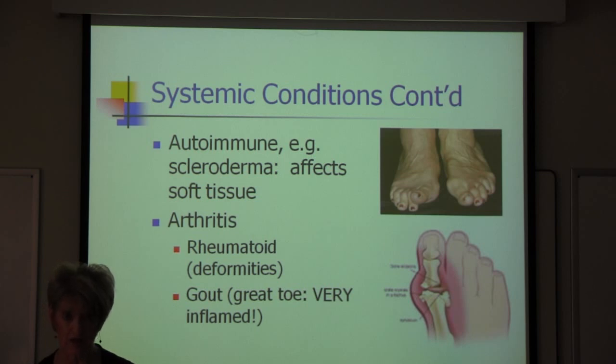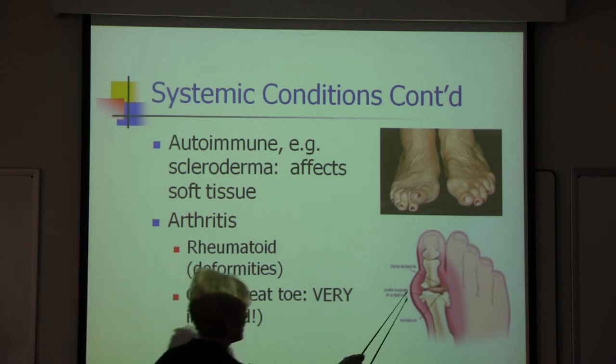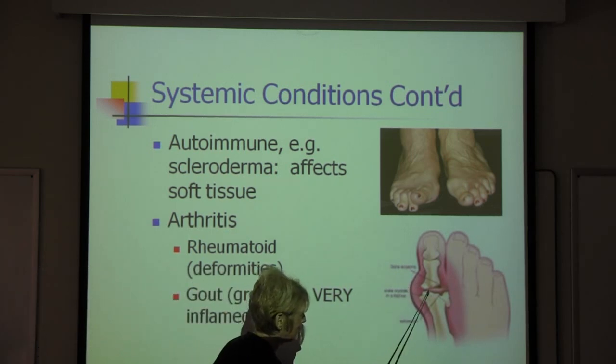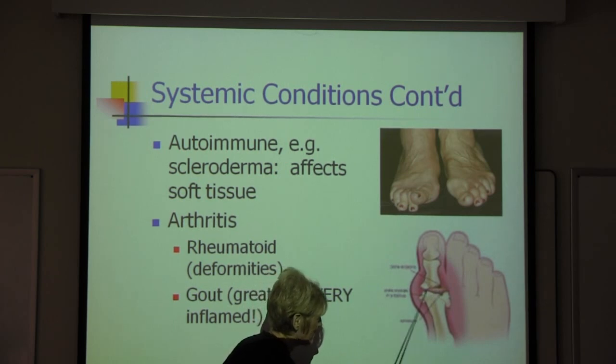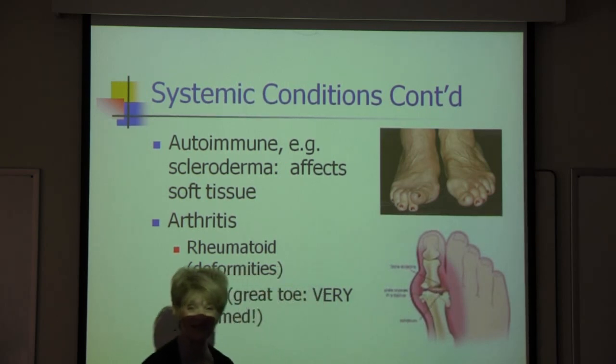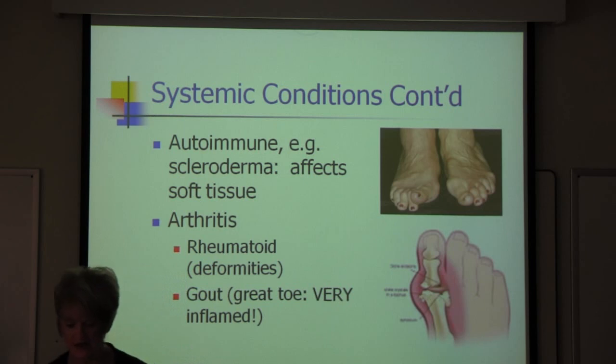When we see gout, we know that the patient has high levels of uric acid production. And what we typically find is that you have uric acid deposits in the joint. Sometimes you'll even see a break in the skin and those uric acid deposits start draining out onto the skin. It looks like kind of a thick white paste.